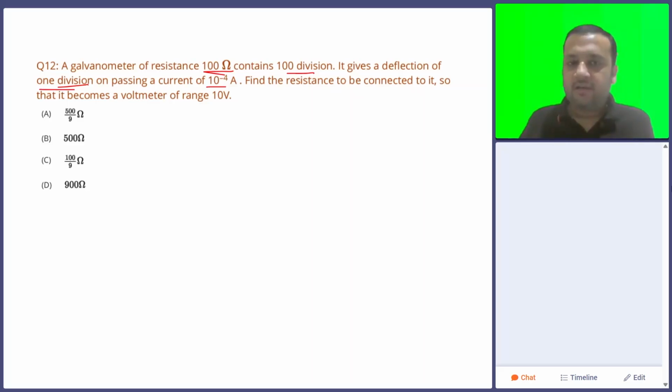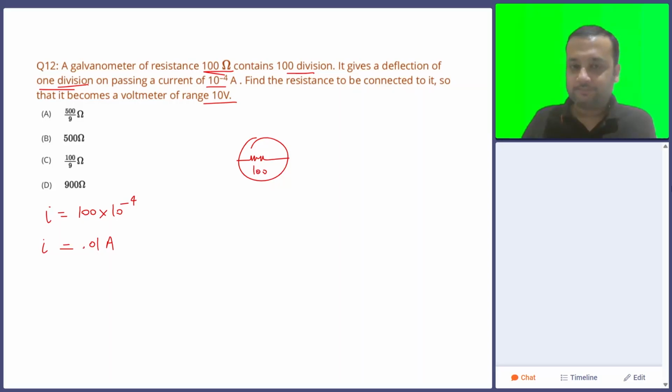So number of divisions are 100. That means for 100 divisions, the total current that can pass is number of divisions multiplied by current for one division, which is 10 to the power minus 4. That means this is 0.01 ampere. So this is the full scale deflection current, the maximum current that can pass. Now we have to convert this galvanometer into a voltmeter, which can measure up till 10 volts. So assume this to be the galvanometer, and let's say the resistance of the galvanometer is 100, which is given in the question.